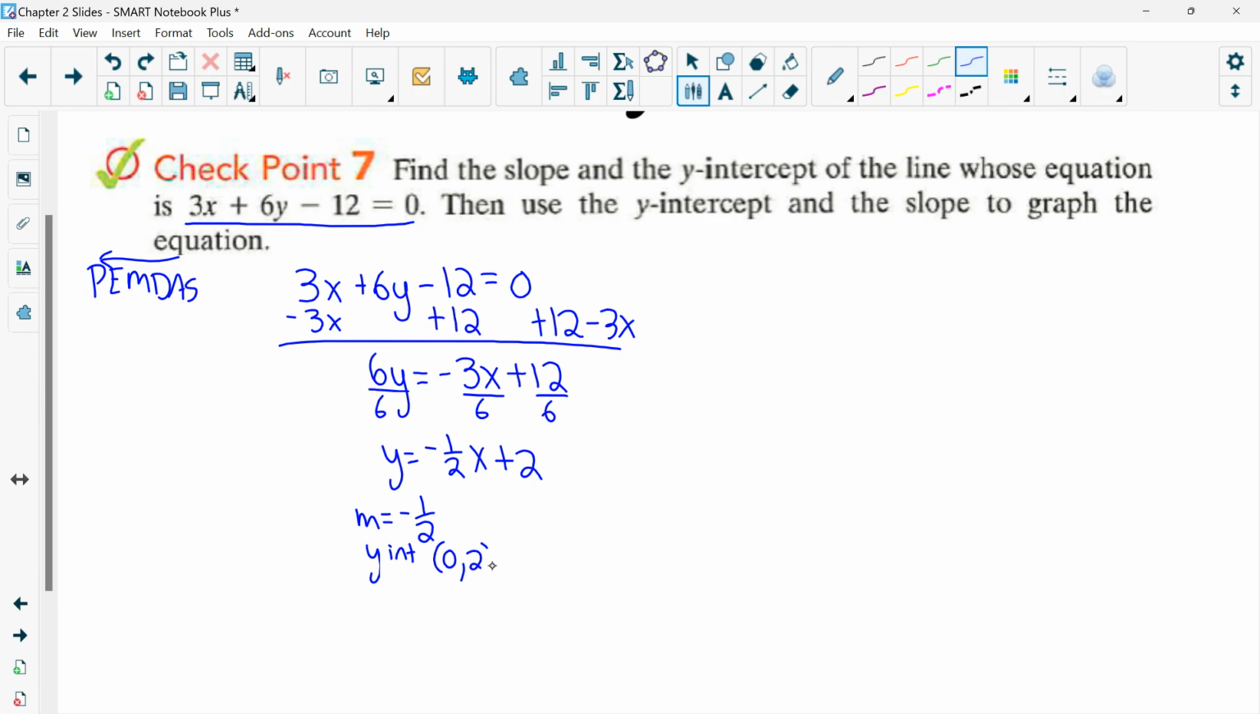And remember, y-intercepts are always ordered pairs. It's where the x is 0, so (0, 2) would be our y-intercept. All right, so that's how we can go from standard form to slope-intercept form. And then we're going to just work on getting from other forms of each other.